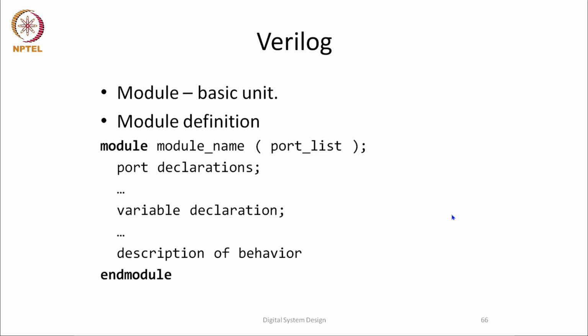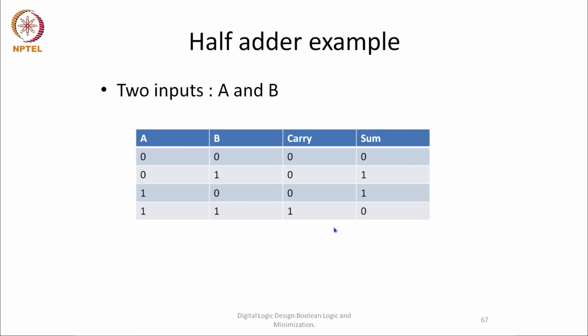The basic structure of a Verilog module would be: you write module, then the module name, and then you describe all the ports. Ports need to be declared. You need to tell which particular port is an input port and which is an output port. Then you describe the behavior of the module, and then you call endmodule. You can also treat this like a C++ class or a C function. Let's take an example and see how it works.